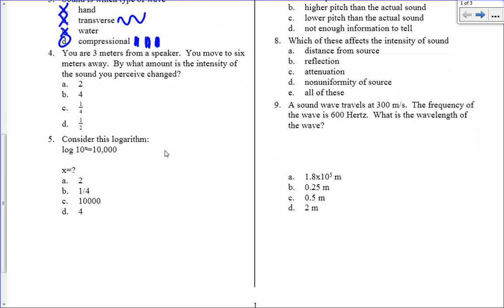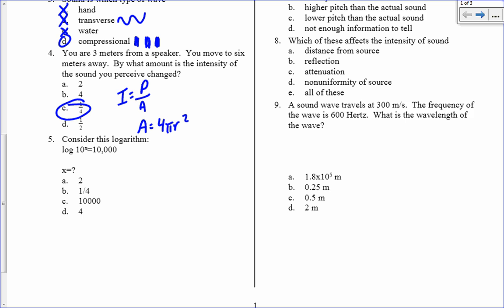You're 3 meters from a speaker. You move to 6 meters away. By what amount is the intensity of the sound that you perceive changed? Well, intensity is power over area, and area is equal to 4 pi r squared. All right, so it's proportional to the distance squared. And so if I move twice as far away, then it's going to be 1/4 the intensity, 1/4.